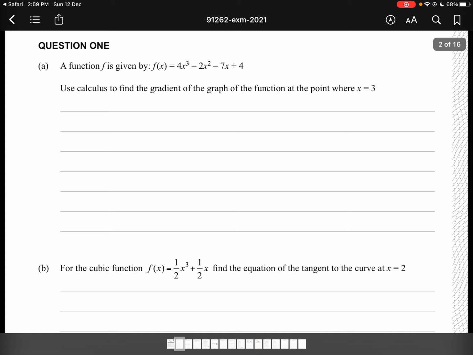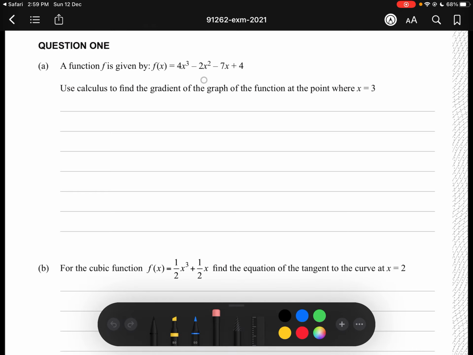So question number 1. A function f is given by f of x equals 4x cubed minus 2x squared minus 7x plus 4. Use calculus to find the gradient of the graph of the function at the point where x equals 3. This is part A, which they give every year. Basically, we need to differentiate to find the gradient function, and then plug in x equals 3 to find the gradient at this point.